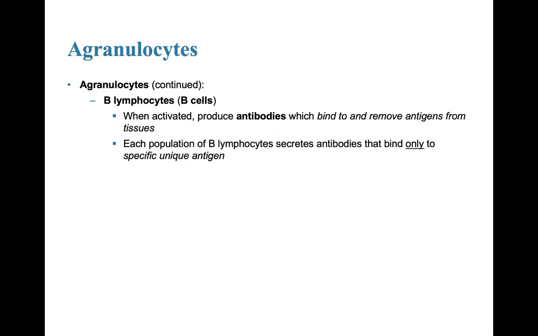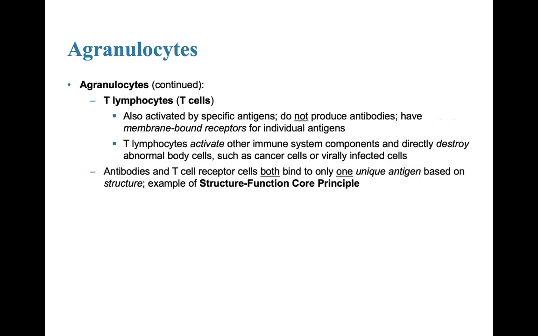We have our B cells, or our B lymphocytes. The B cell pathway is called humoral immunity, and this will actually produce antibodies which bind to and remove antigens from tissues. Each population of B lymphocytes secretes antibodies that only bind to a specific unique antigen.